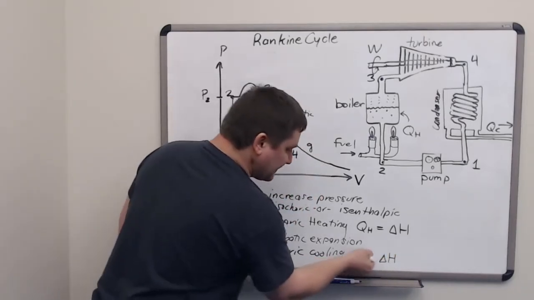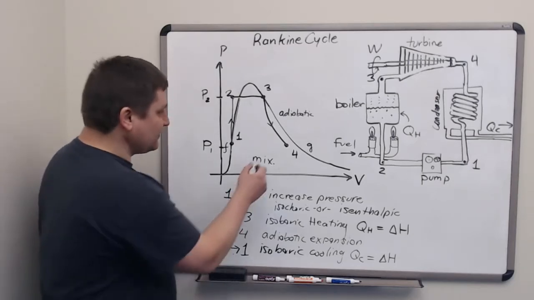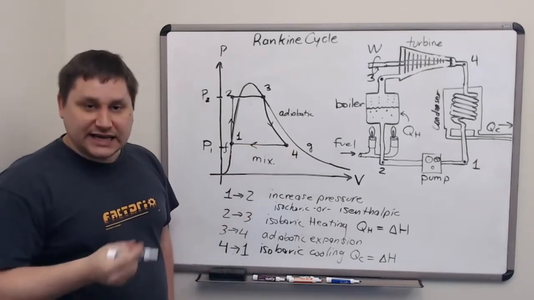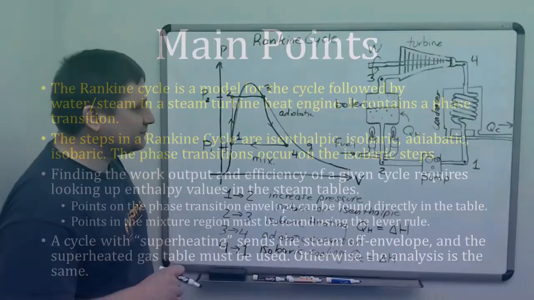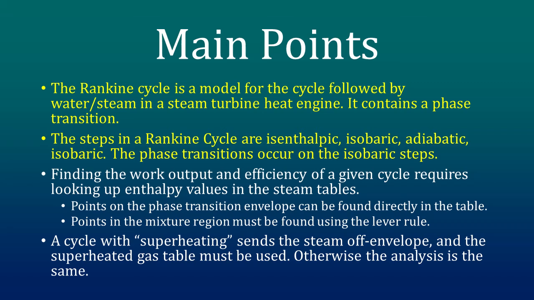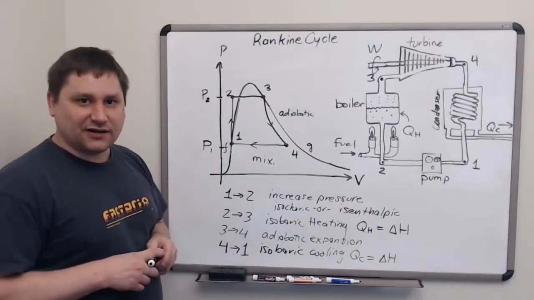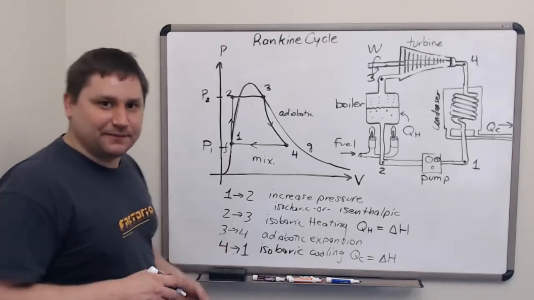Again, the isobaric process is very convenient because we can use the change in enthalpy values between location 4 and location 1 to get the heat ejected into the cold reservoir out through the condenser. Now let's do some sample calculations for this kind of cycle and see what goes into determining its work output and its efficiency.